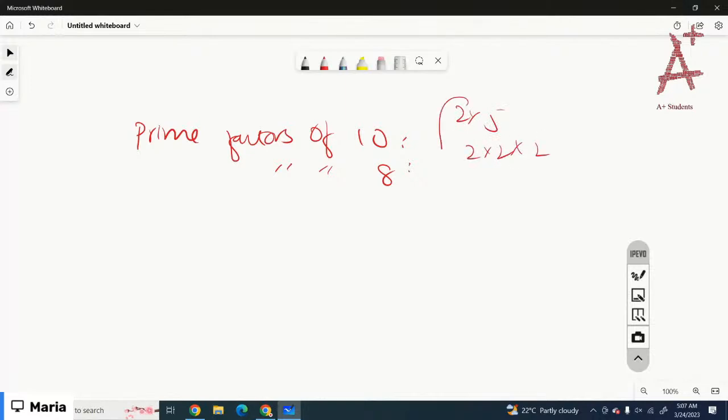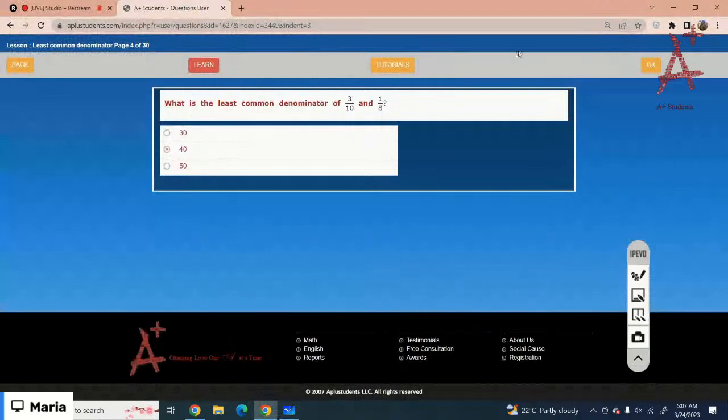So this is the common factor, that is 2, and the other numbers are 5 times 2 times 2. So it would be 2 times 5 is 10 and 10 times 2 times 2 is 40. That means the least common multiple is 40. So just select the correct option and click on the OK button.